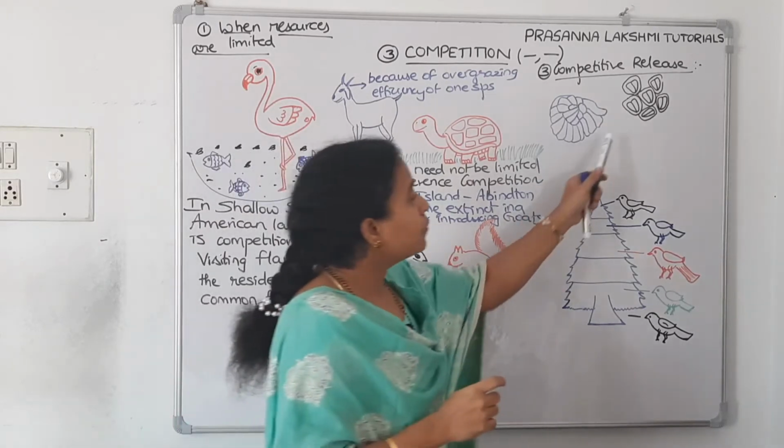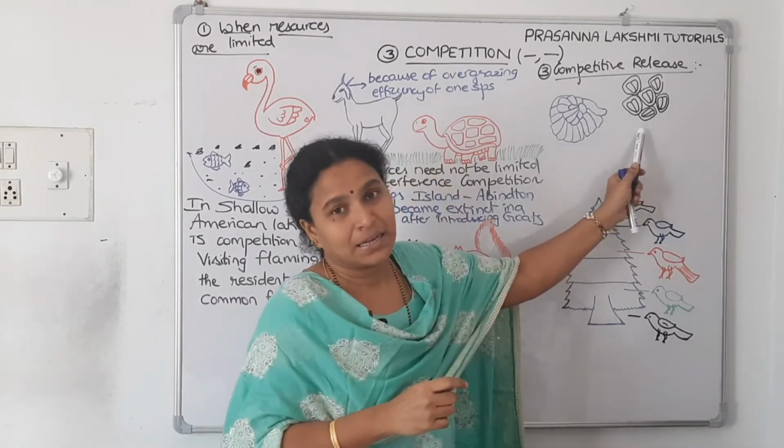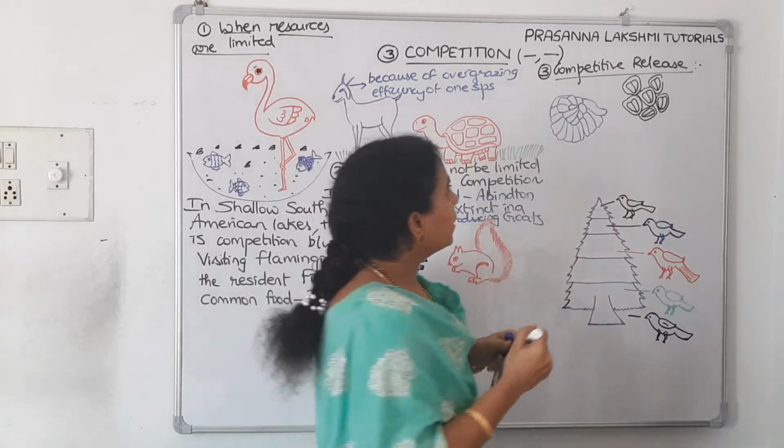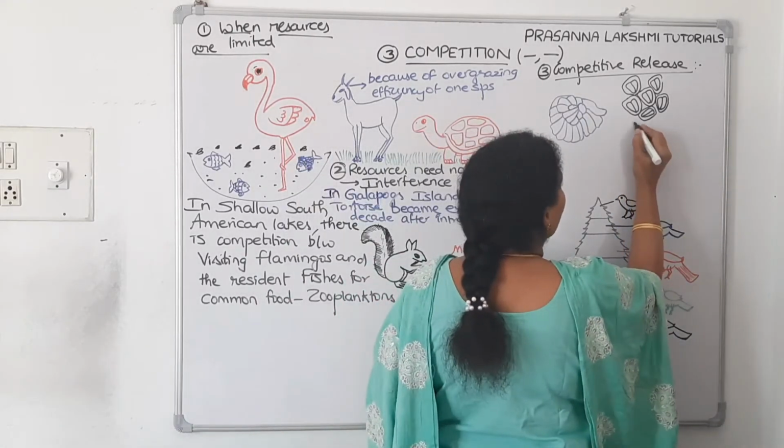For example, if you see, this is a smaller barnacle. Smaller barnacle is called Cathalmus. So I'll write it here. This is a smaller barnacle. What is it called?